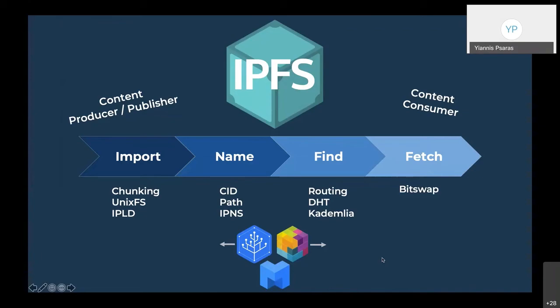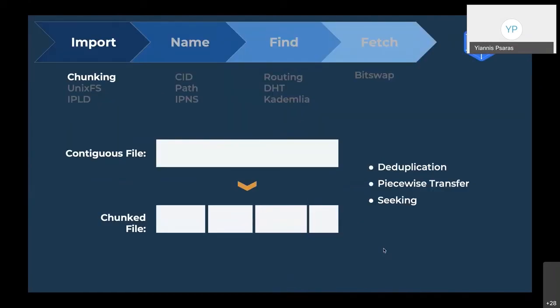And the multiformats project is standing somewhere in the middle and is getting principles of both, combining them both, as I'm going to mention in a minute. So the first thing that someone does when you want to use the IPFS system is that you get a file and you have to chunk it into different, individual chunks.